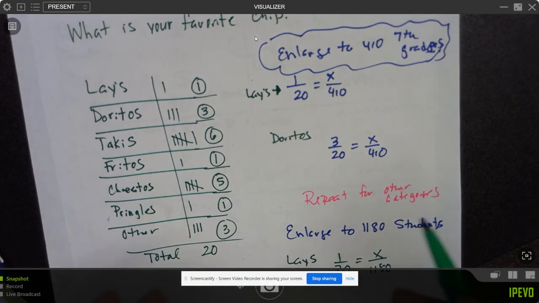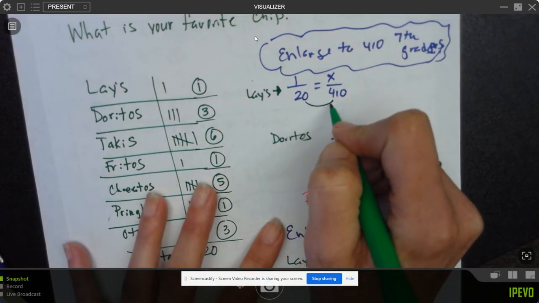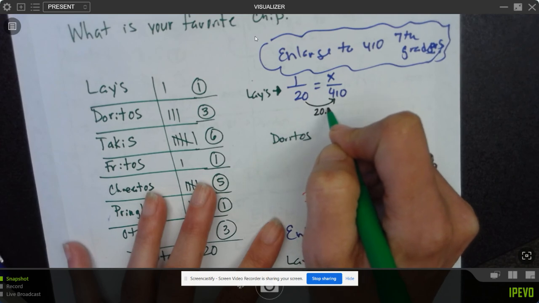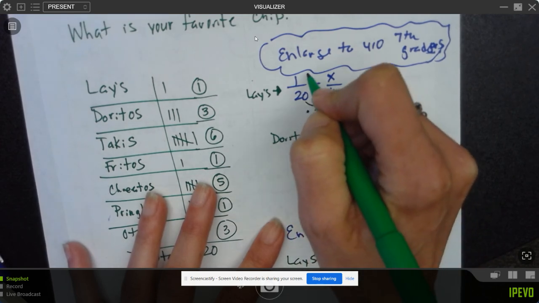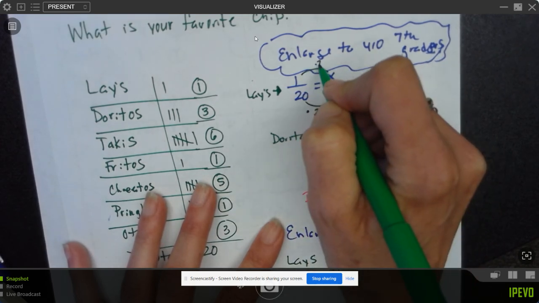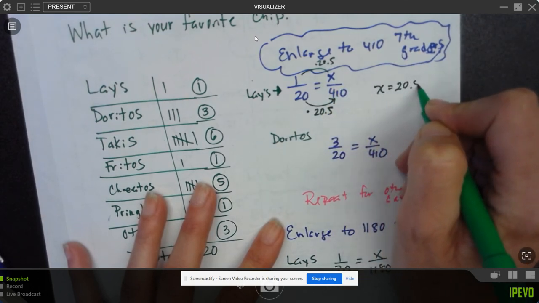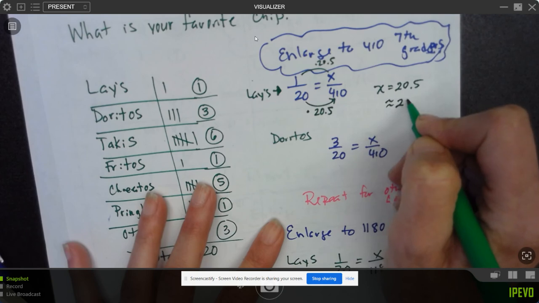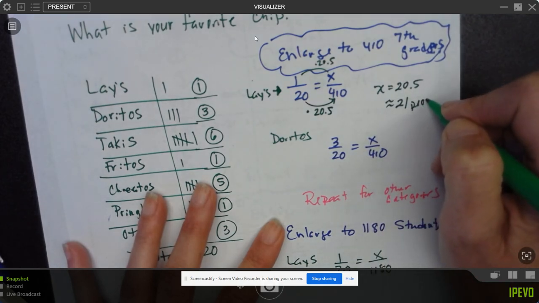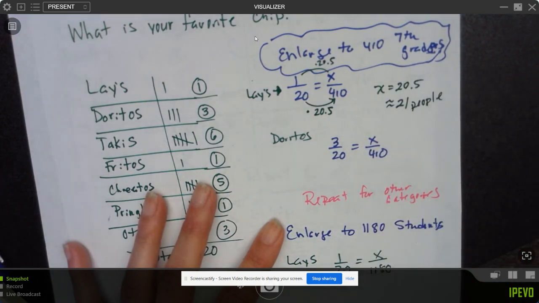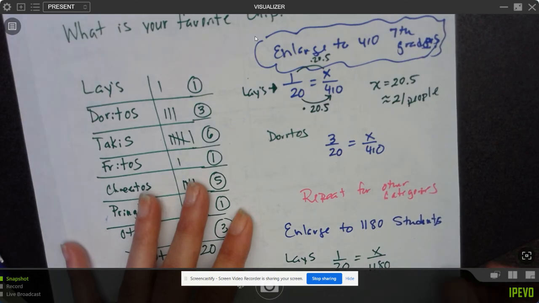So you could either cross multiply and divide, or you could look for your Schwoopy factor. The Schwoopy factor here is timesing by 20.5. And whatever I do to the bottom, I'm going to do to the top. So my x would be about 20.5. I'm going to round that up to about 21 people, just because we don't want to chop people in half.